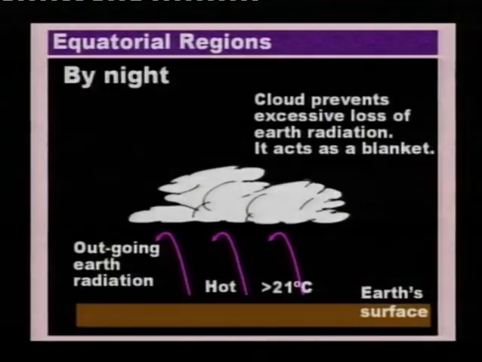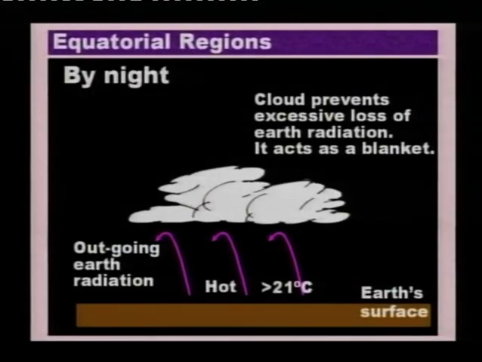By night, note whatever radiation has already reached the surface as insolation. If there are clouds, not all of it escapes, because the clouds again act as a blanket to prevent excessive loss. Therefore, by night, if there are clouds, the temperatures tend to be warmer.